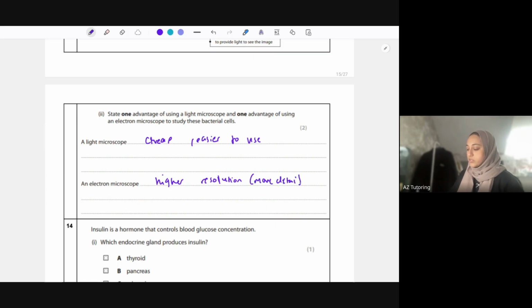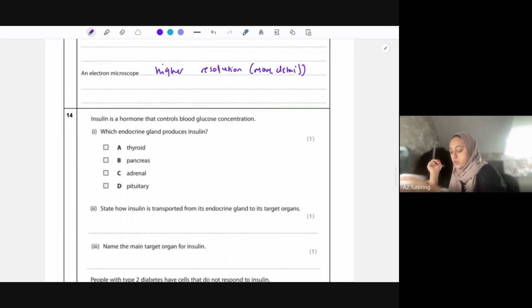Had they asked about the pros and cons, the con of using a light microscope is you wouldn't get a high resolution. With an electron microscope, the specimen has to be dead. It's also a lot more expensive to use an electron microscope as well. Okay, let's move on.